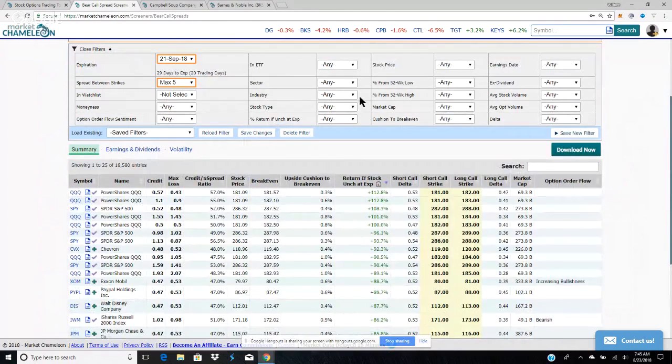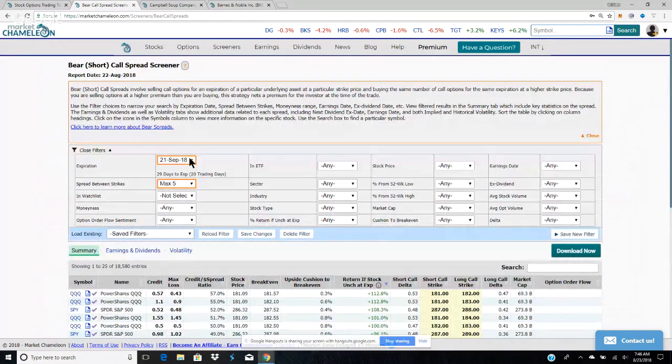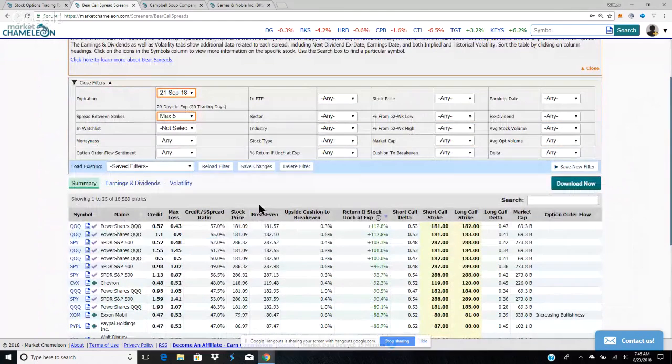Anyways, so we're looking at all the bull call spreads available in this expiration, September 21. And the thing I'm looking for is the average return here and a cushion. So let's put in a bigger cushion. That cushion allows you to, all right, let's do at least 1%.